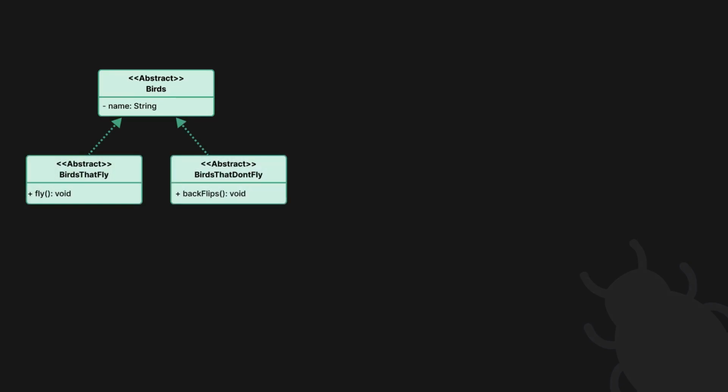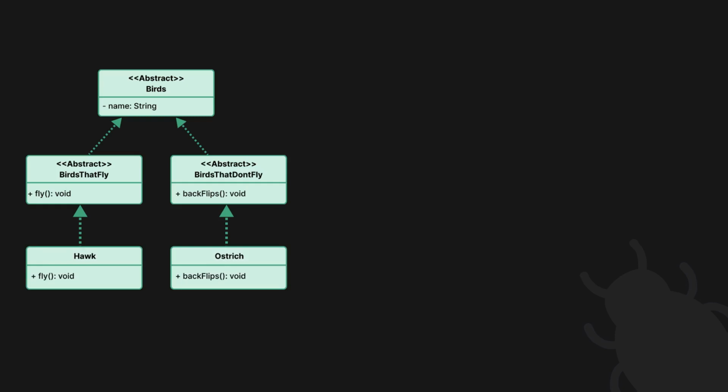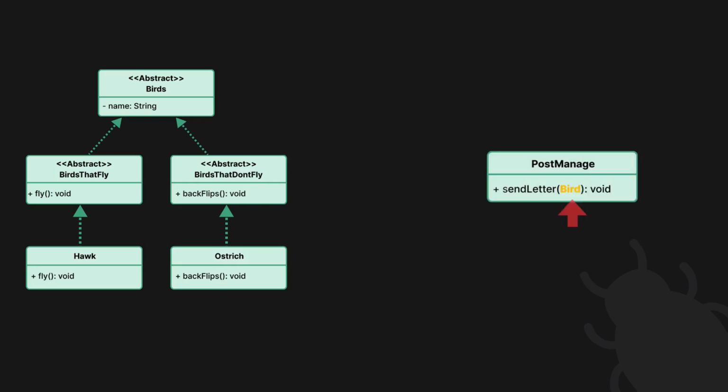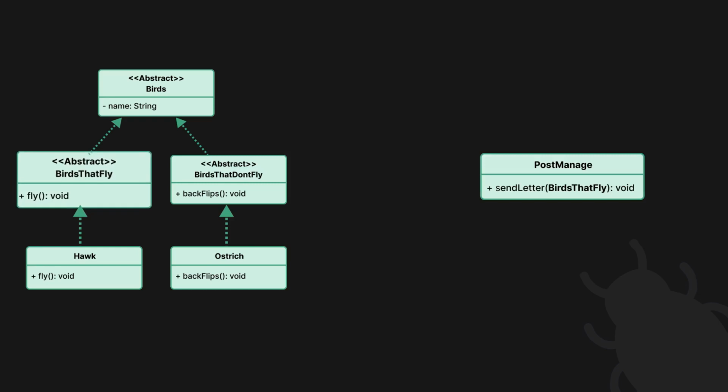We can create two more superclasses, birds that fly and birds that don't fly. Now we won't inherit something that won't be used. Now the superclass bird is no longer applicable for the send letter method since it does not have the fly method. The new superclass birds that fly is going to occupy that role.